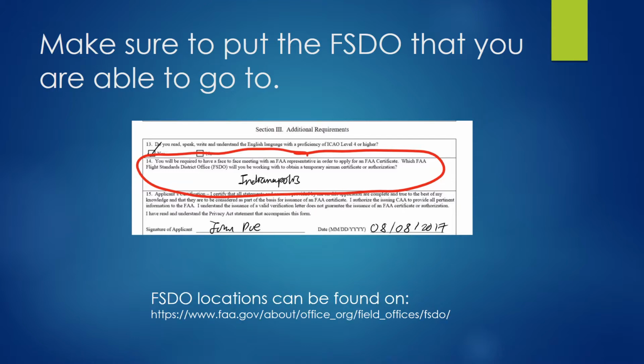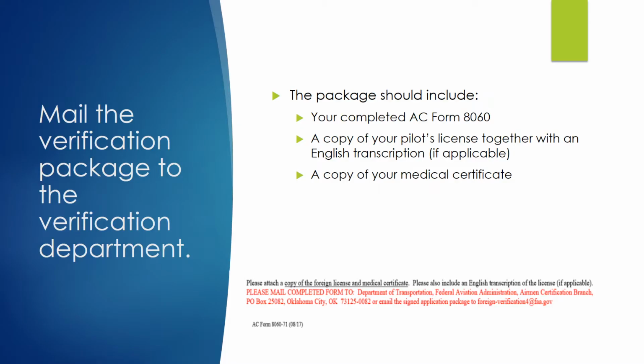A full list of FSDO locations can be found on the FAA's website. FSDOs are not located in every city, so make sure to look up the most convenient one for you. After completing the form, the next step is to send your verification package to the Airman Certification Branch at the FAA main office in Oklahoma.